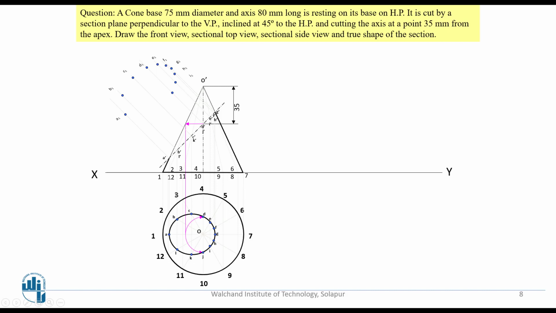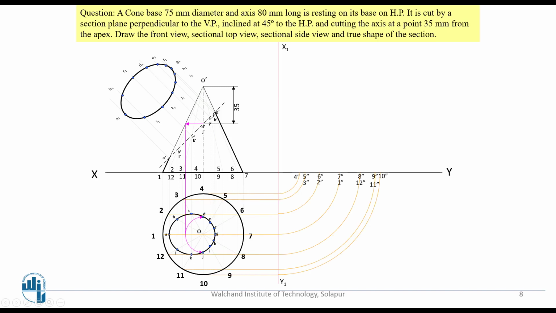After that you have to join all the corresponding points so that you get this curve. Because these are not edges, these are a curved surface. That is the reason you have to draw with a smooth curve, not with straight lines. That is the difference between pyramid and prism. And this is a cone. Cone and cylinder, you are expected to join the cutting points with a smooth curve only. So now you have got this as the true shape.